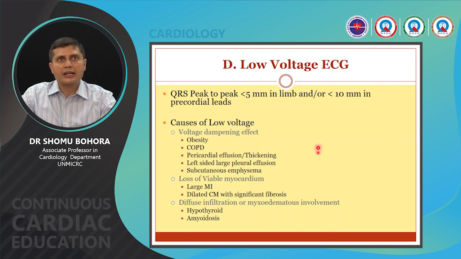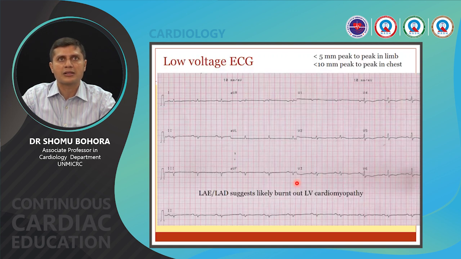Lastly, to the low voltage criteria: if the QRS peak to peak is less than 5 millimeters in limb leads or less than 10 millimeters in precordial leads, they are considered low voltage. The causes can be voltage dampening, that is external factors other than cardiac, such as obesity, COPD, pericardial effusion, thickening, left-sided pleural effusion, subcutaneous emphysema. It can also be because of loss of viable myocardium, wherein there is a large MI or a dilated cardiomyopathy with significant fibrosis. Lastly, infiltration like amyloidosis or hypothyroidism can cause low voltage.